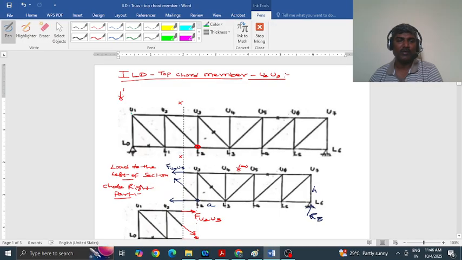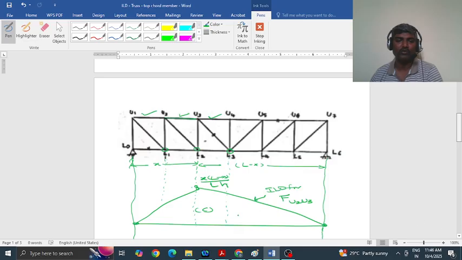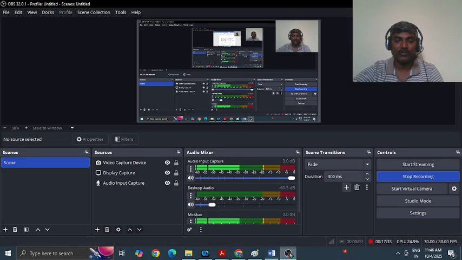Now when you are given some moving loads on this truss, you know how to use this ILD. Just follow the lectures from my previous videos on how to use the ILD. Okay, right? So that's how it is.